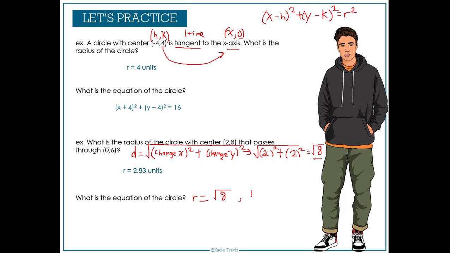And then our center, our (h, k), was (2, 8). So now that we have these two bits, let's just fit it into our formula. We got (x minus 2) squared plus (y minus 8) squared, and it equals 8. So (x minus 2) squared plus (y minus 8) squared is equal to 8. Now, remember r squared here? That's what we have here. Our r, when we square it, is just that number without the square root around it. So we take our time. We got this.